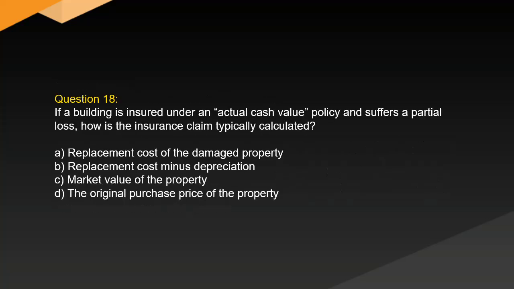Question 18. If a building is insured under an actual cash value policy and suffers a partial loss, how is the insurance claim typically calculated? A. Replacement cost of the damaged property. B. Replacement cost minus depreciation. C. Market value of the property. D. The original purchase price of the property.